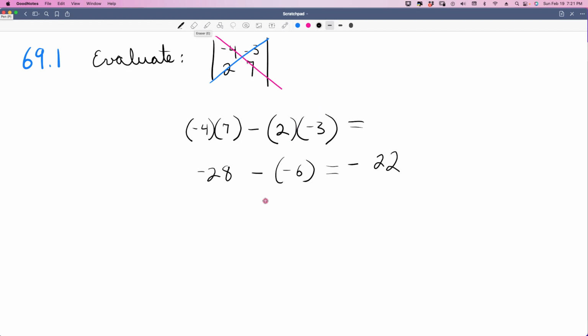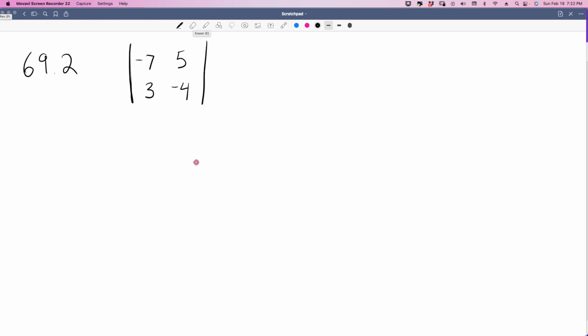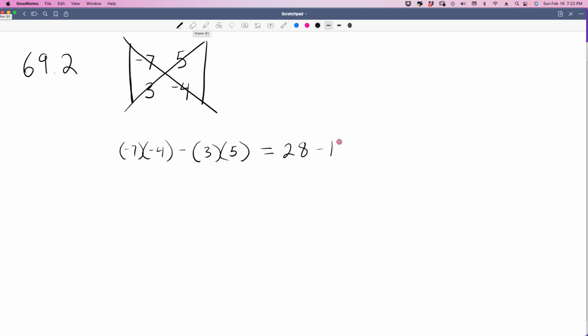Let's do another one. Give me just a second to put it up here. So here we have to evaluate -7, 5, 3, and -4. So we're going to start from the top down, like this. So -7 times -4, minus, and from the bottom up, 3 times 5. So that would be +28 minus 15, which would equal 13. It's just simple multiplication and then subtraction. You guys can do this in your sleep. It's super, super easy. I'm going to put the last 2 problems up here for us.